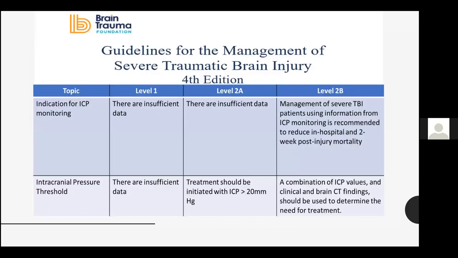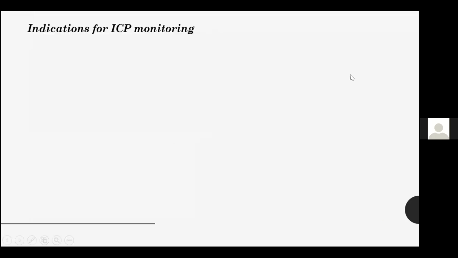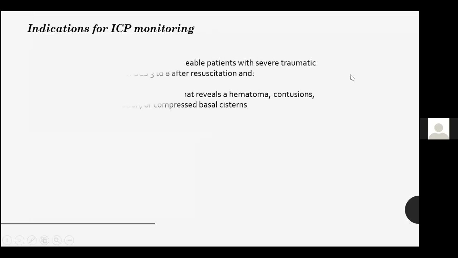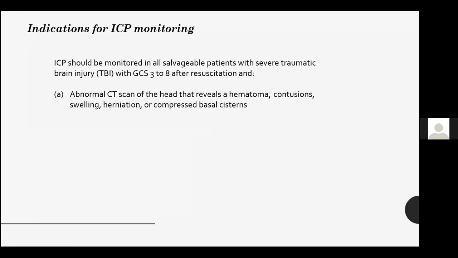Okay, what are the guidelines, or you can say the indications, for ICP monitoring? There is no level one or level two here. So ICP should be monitored if the patient has GCS 3 to 8, and the patient has an abnormal CT in terms of hematoma, contusion, herniation, or compressed basal cisterns. So if the patient has an abnormal CT and GCS below 8, start monitoring ICP.